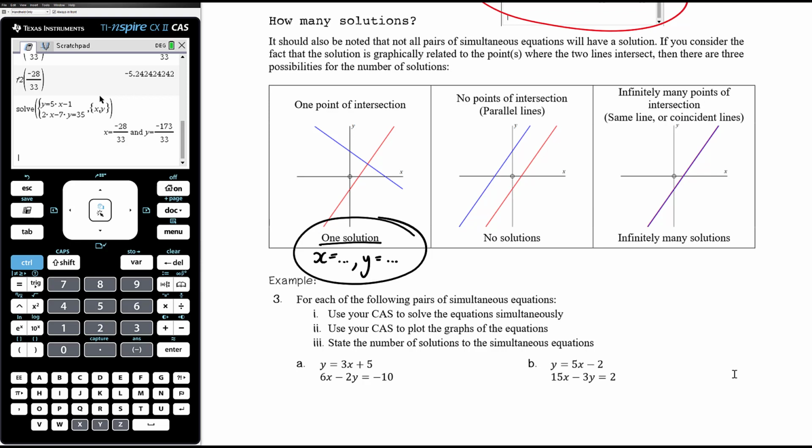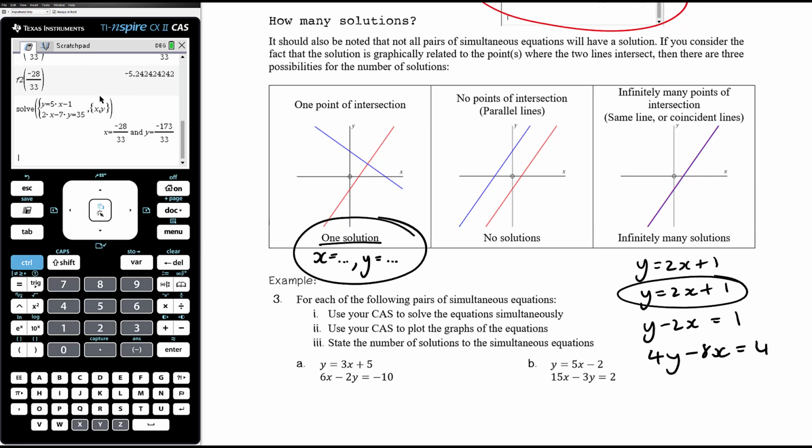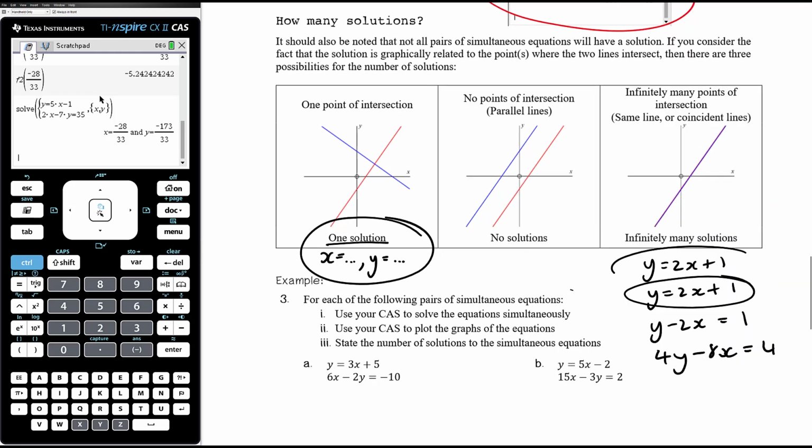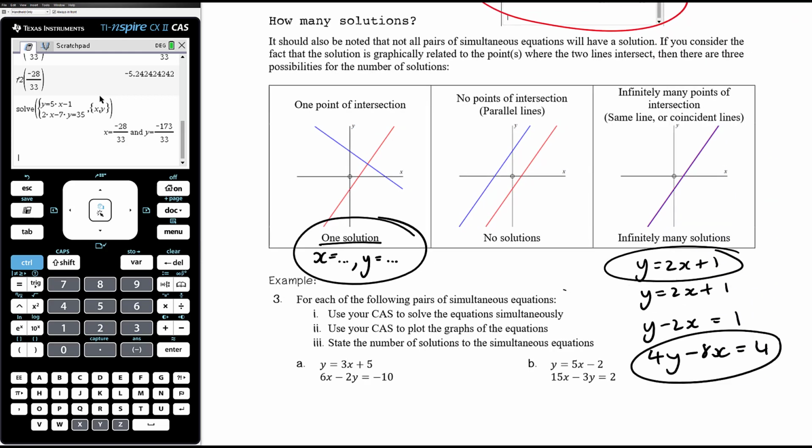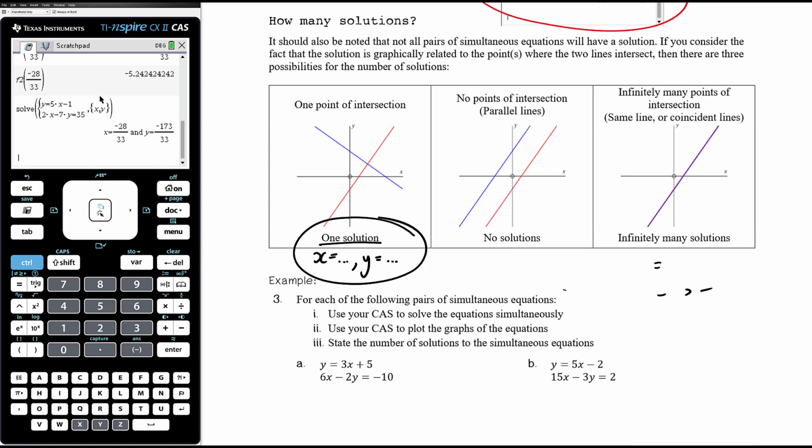I know that might seem a bit trivial because surely if you're trying to solve y equals 2x plus 1 and y equals 2x plus 1, it's clear that they're the same line. But we can rearrange this in lots of different ways. We could write this as y minus 2x equals 1, and we could multiply everything by 4 and have 4y minus 8x equals 4, and not recognise that those equations are in fact the same thing. Sometimes you might not notice it when you try to solve them, but it's possible that they could be the same line, and hence there would be infinitely many solutions.